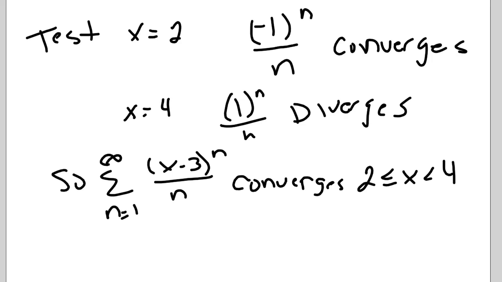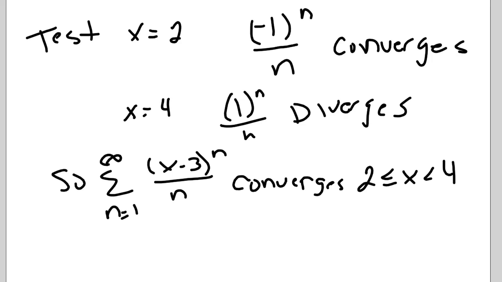If we plug in 2, I have 2 minus 3, which is going to be negative 1. So I get negative 1 to the nth power over n, which, if we remember, is the alternating harmonic series, which converges. When I plug in 4, I get 1 to the nth over n, and that is the harmonic series, which we know diverges.